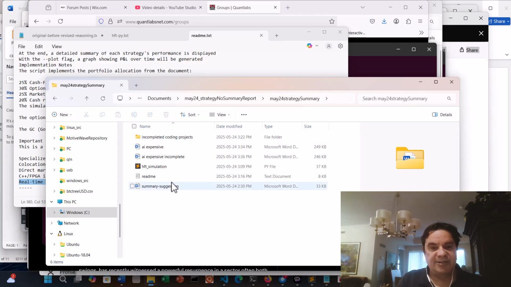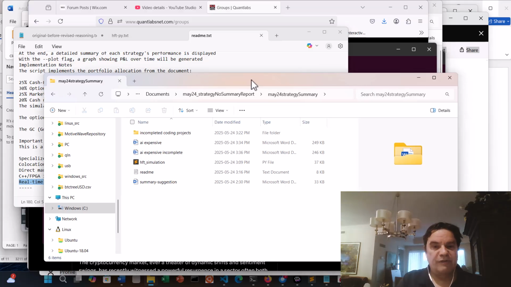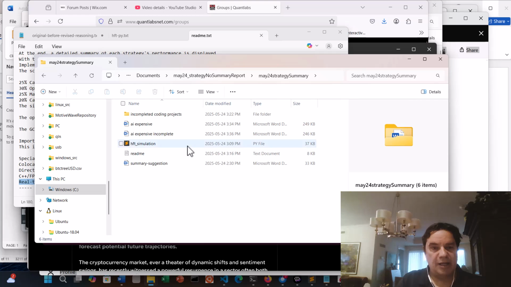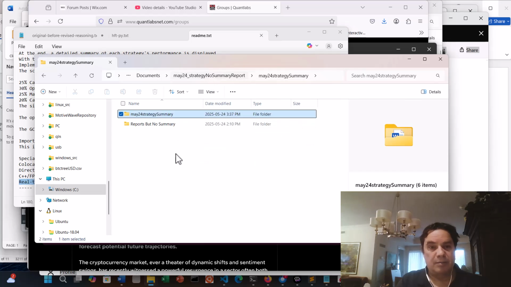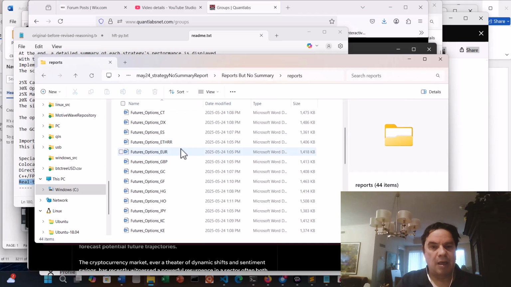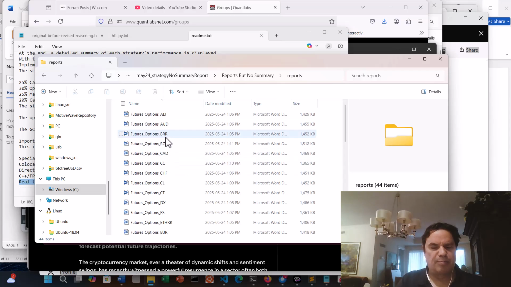So in my case, we've got, well, we've got here some different, see here. Okay, so this is without the summary. Okay, these are the reports I was talking about. All these here you're finding are all those futures contracts: Australian dollar, Bitcoin, Canadian dollar, cotton, the Swiss franc, and so on.